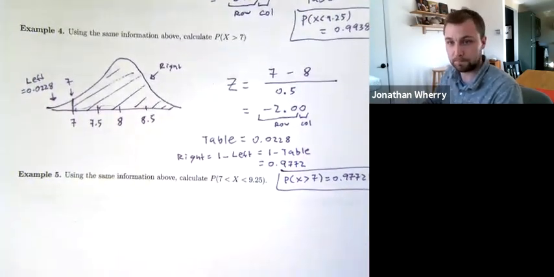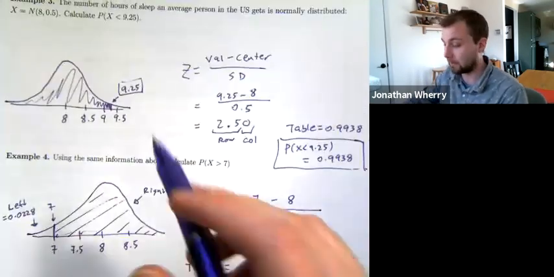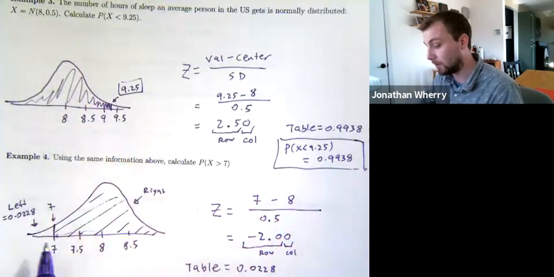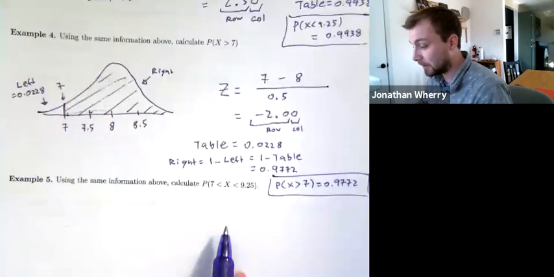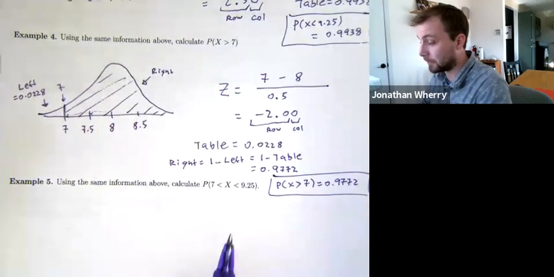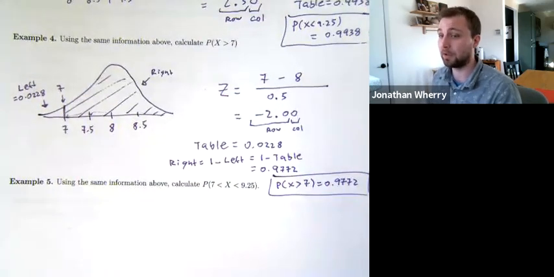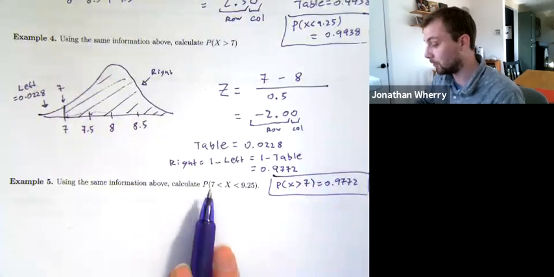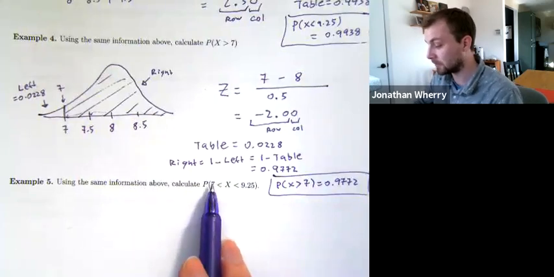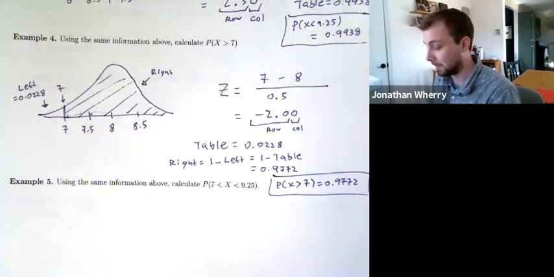Let's look at another one. We've done one where it's shaded to the left, and one where it's shaded to the right. This will be the final one that we do together for reviewing this normal distribution, and then I'm going to put it into practice. We're going to look between two values, between 7 and 9.25.